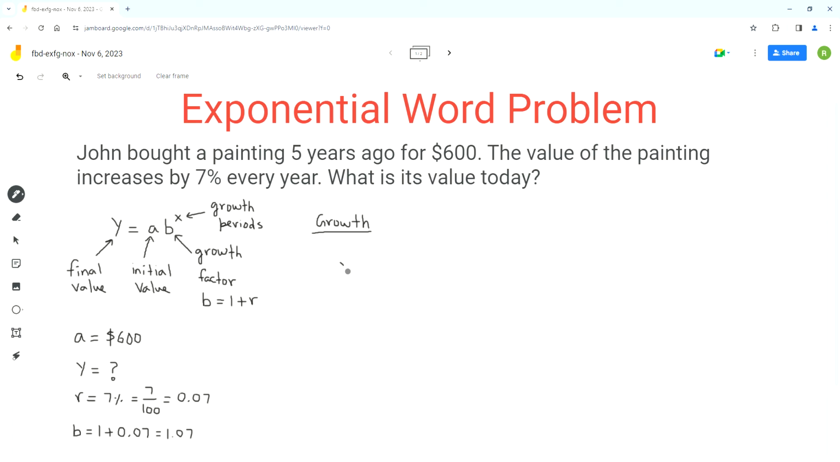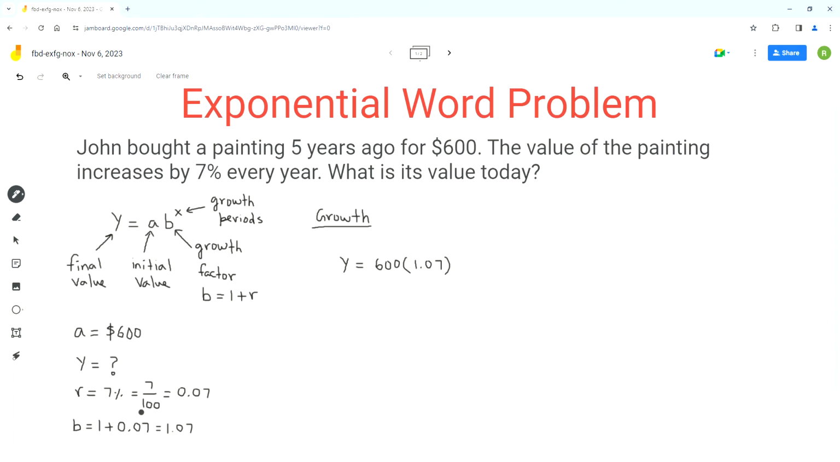Now we can sub in these values in the equation we wrote on the board to find the value of y, which is the value today. So a is 600 times 1.07, that's the b value, and the exponent is x. I forgot the x value. So the x value here is 5 because x represents the number of growth periods. The value increases 7% every year. So x is equal to 5. So exponent 5.